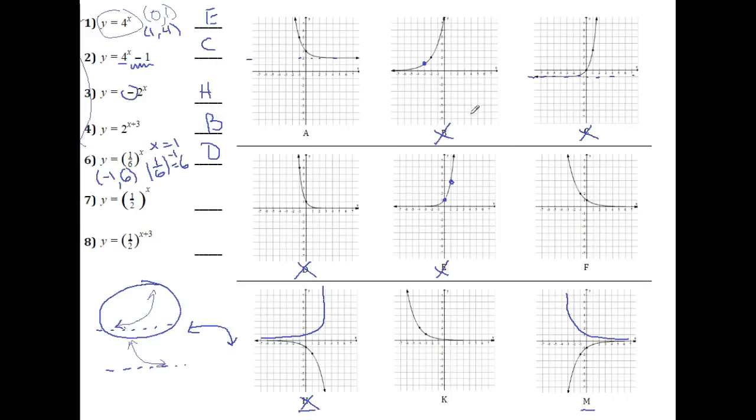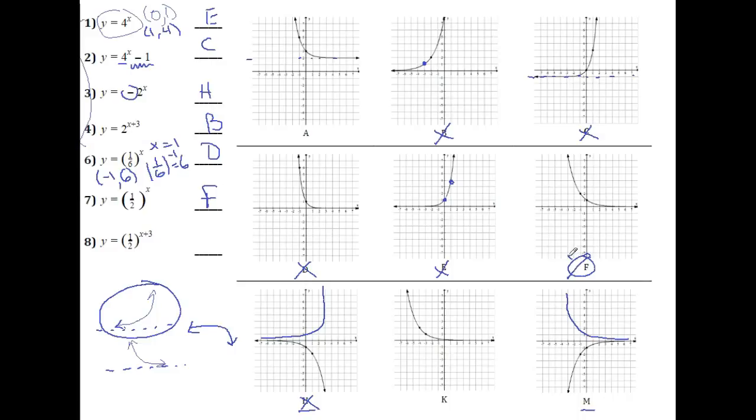So again, I'm looking for a decay graph that's not been moved up or down or left or right at all. This is a graph that's decay. This is a graph that's decay, but this one's been shifted over. This one, (-1, 2), that's got to be correct for this one.